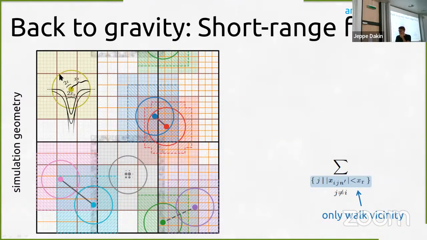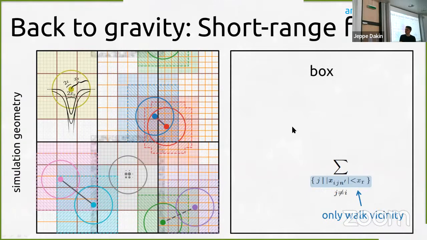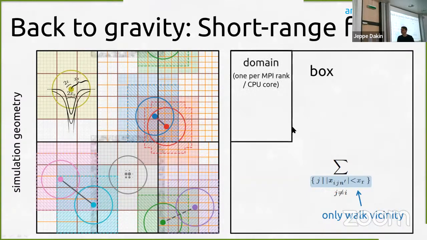Okay, so we now need to implement this looping over nearby neighbors in an efficient manner. So this plot is super busy, and I won't mention most of it, but just very briefly, the simulation box now in 2D is the whole thing, and each CPU core gets designated one specific chunk of this box, which we call a domain.